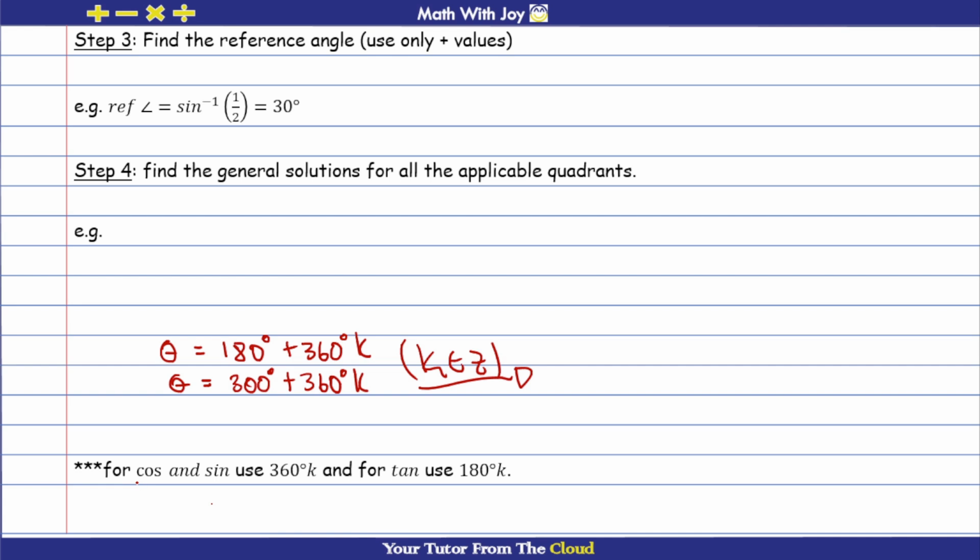Now remember, whenever you are using cos or sine, you always say 360 degrees times k, and whenever using tan, you're going to have 180 degrees times k.